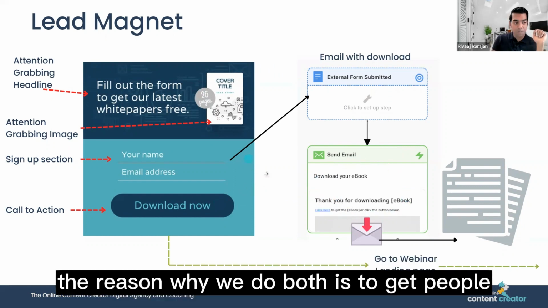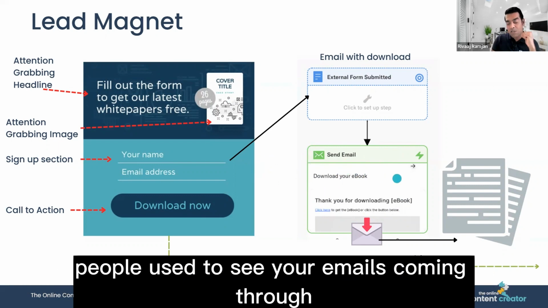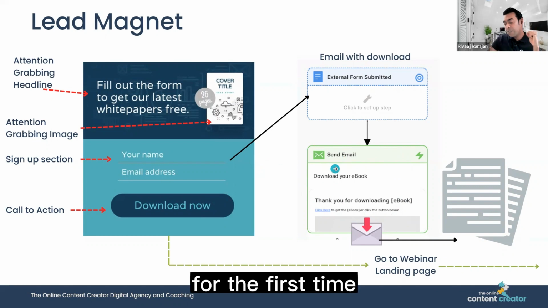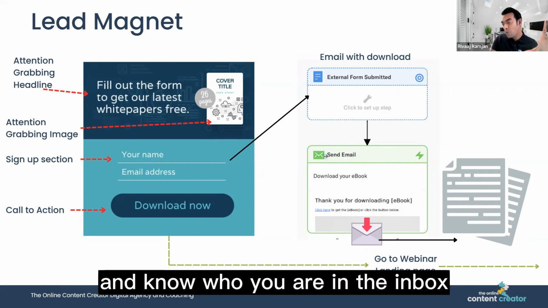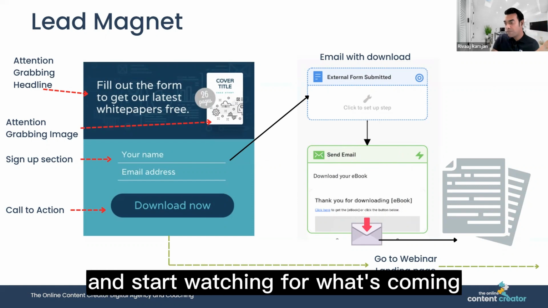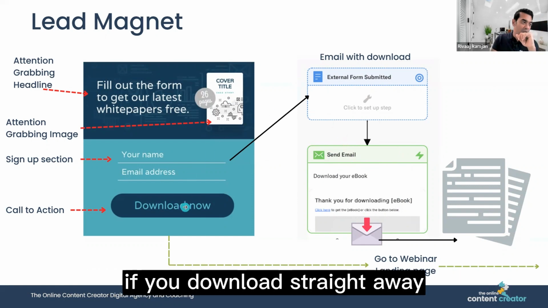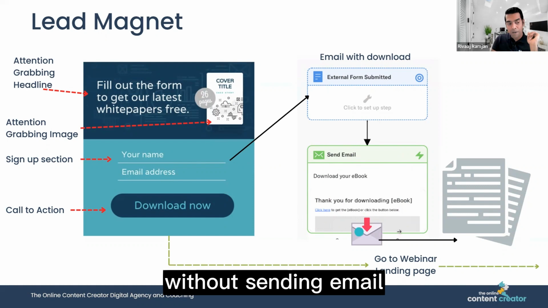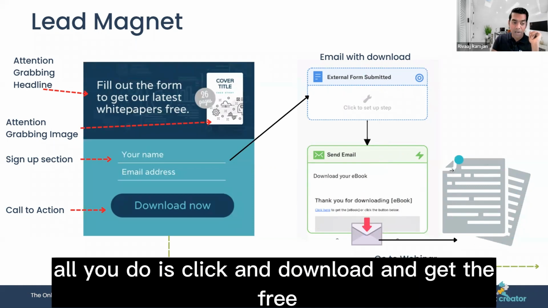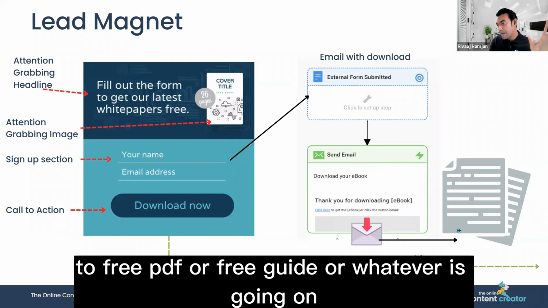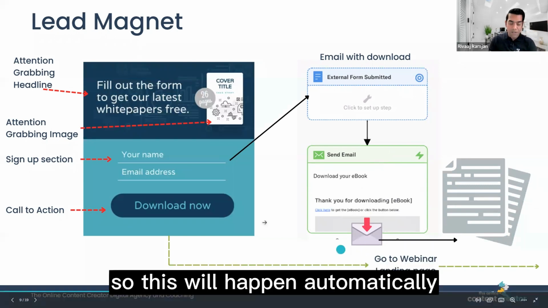The reason why we do both is to get people used to seeing your emails coming through. For the first time, they get to see your email coming through, they get to see your title, they get to see your name, and know who you are in the inbox and start watching for what's coming. If they download straight away, they're never going to see who you are. Without sending an email, they're never going to see who you are. And on that email, all you do is click and download and get the free PDF or free guide or whatever you're sending out. This is what happens automatically.